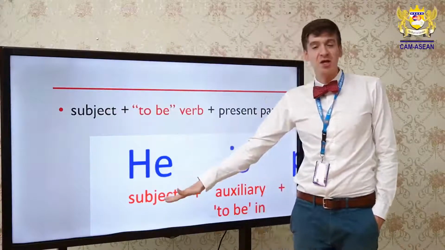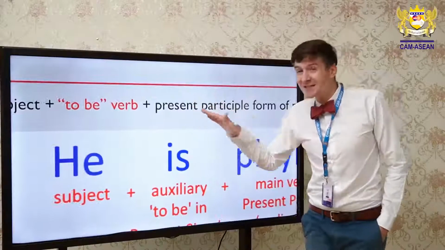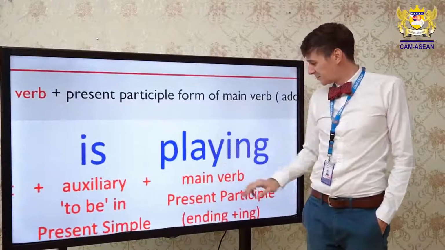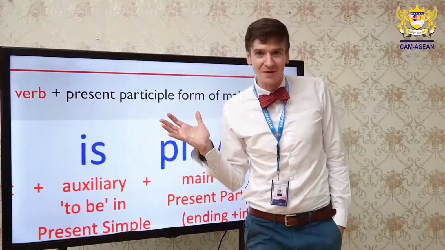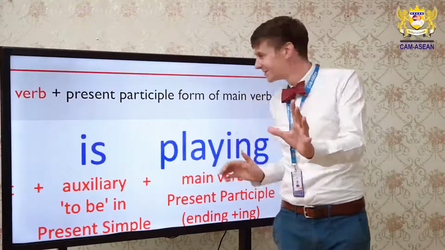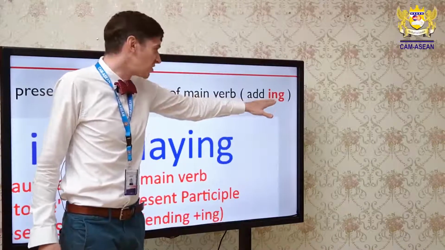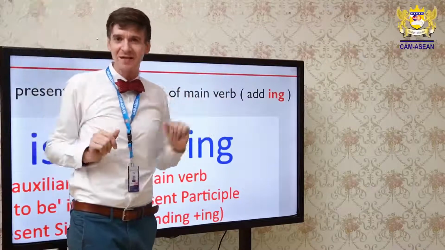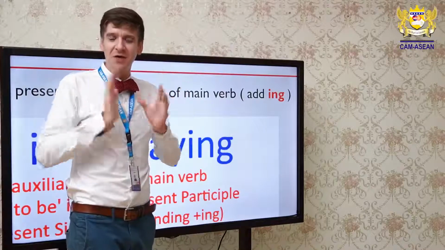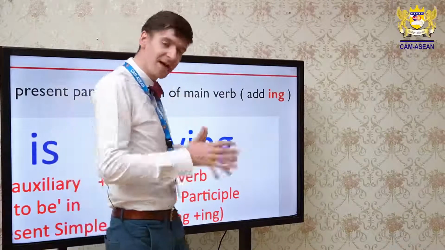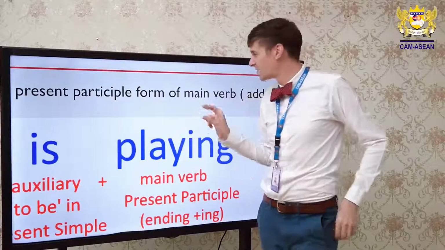There's a subject. There's a to be verb. And there's a present participle. Present participle form of the main verb. What is a present participle form? I don't mean to scare you. That's not why we're here. The present participle form of the main verb, we can change it to that form by adding ing. That's our alarm. That's our signal. If we see ing in a verb, we know it's continuous. That's our signal. That's the secret for continuous forms of tenses.